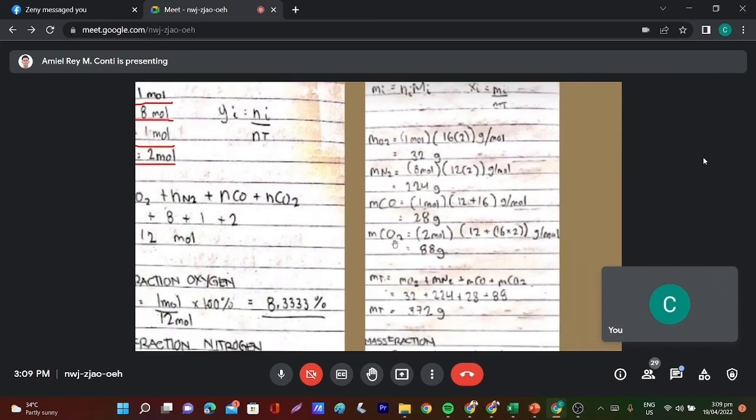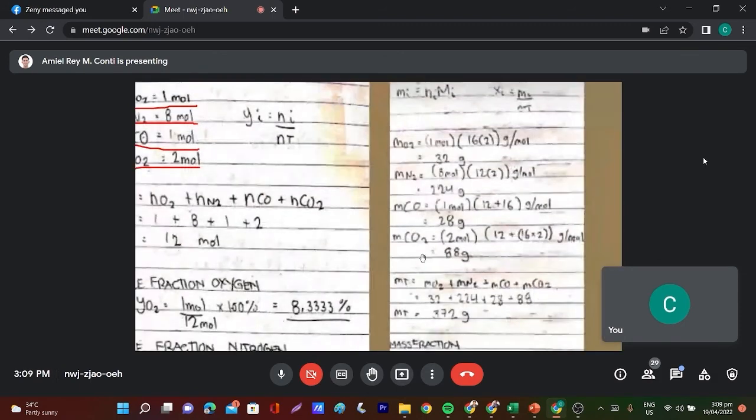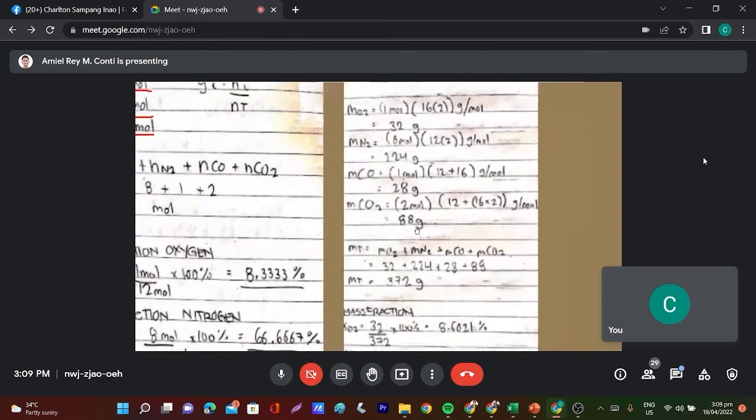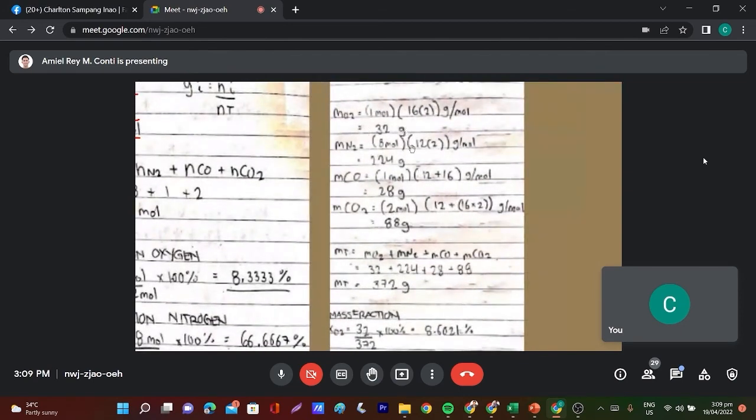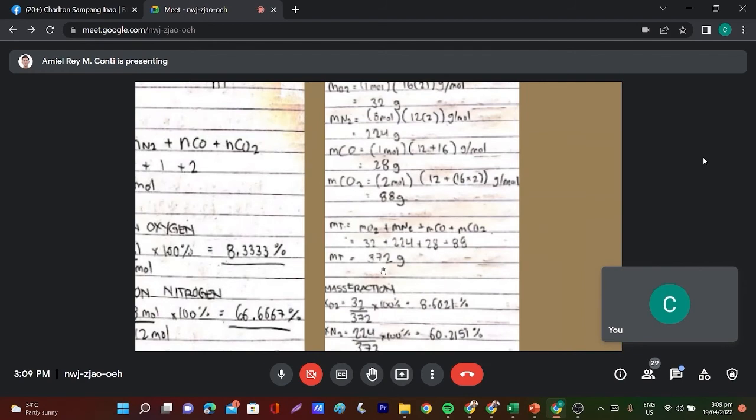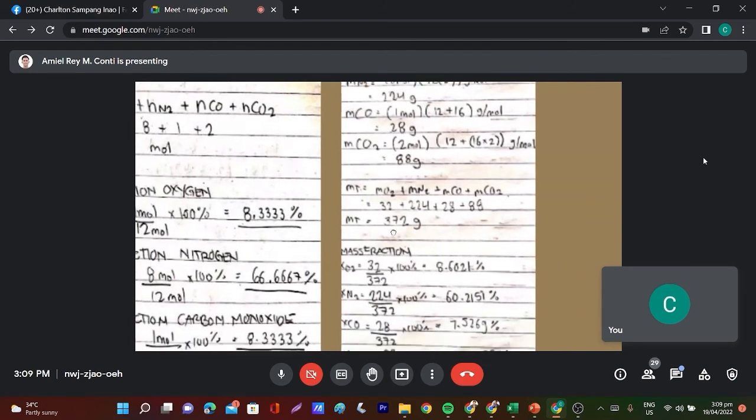Then, sa carbon dioxide, 12 sa carbon, indicated na diatomic ang oxygen dito, 16 times 2. So, 12 plus 16 times 2, then multiply sa 2 na given as the mole, we get 88 grams. Then, after we get all of this, the 32, 224, 28, 88 grams, we get the total of them, getting 372 grams.